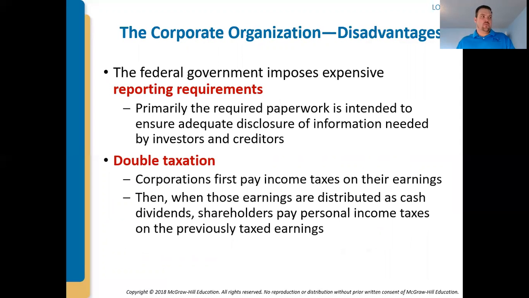Okay, disadvantages of corporation: they're heavily regulated by the federal government. They also pay income taxes twice. I think I've talked about this a lot of times in class, but the fact of the matter is that the corporation pays tax themselves, and then if they pay dividends out to the stockholders, that same money is taxed again.